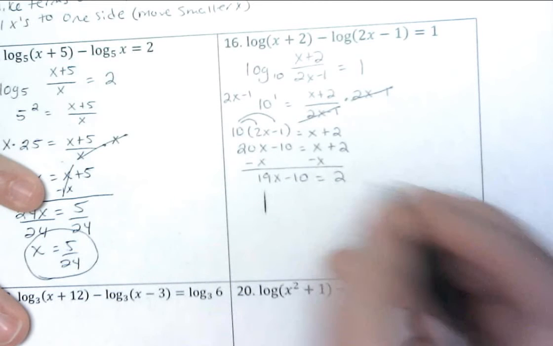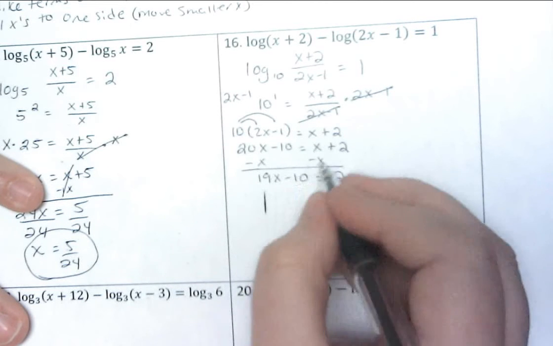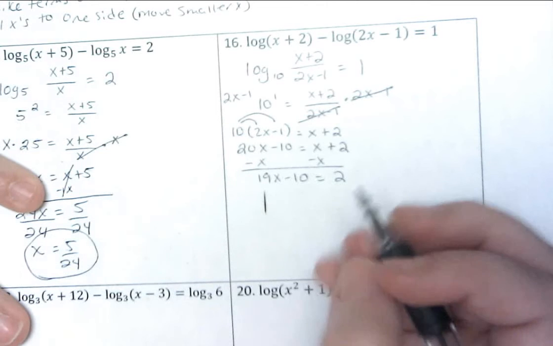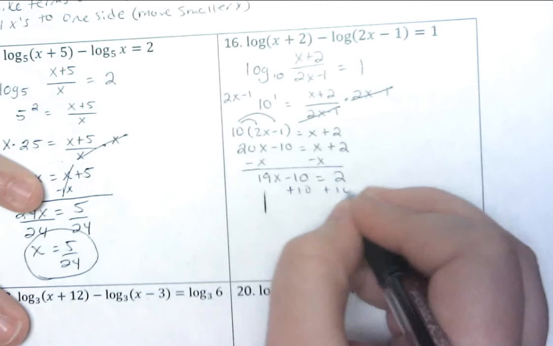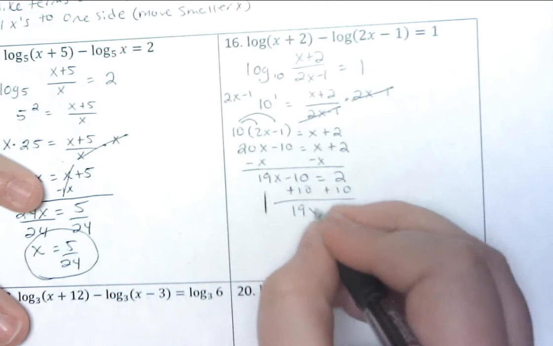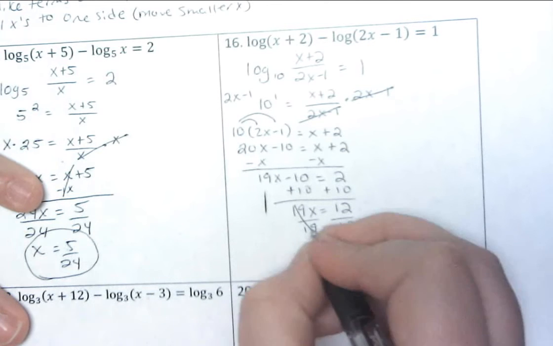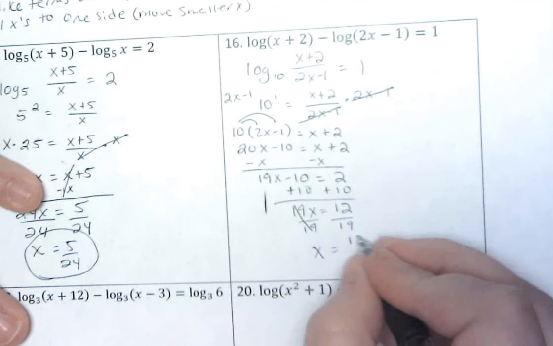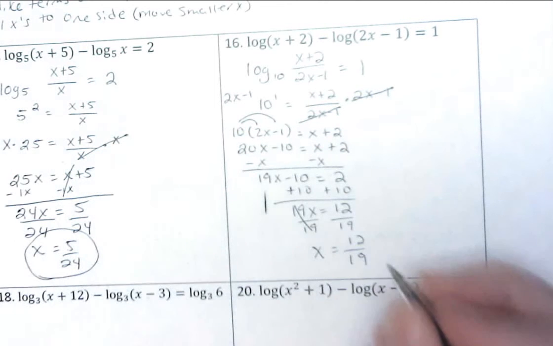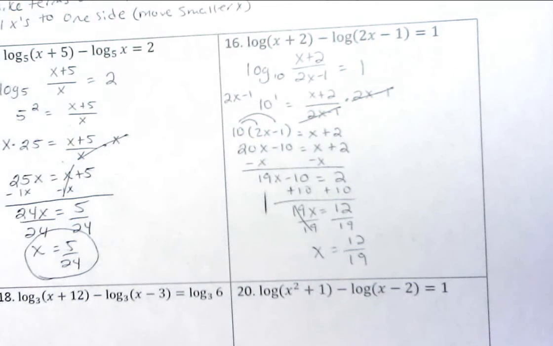The reason I moved that one is because it was the smaller of the two. Add 10 on both sides to get 19x equals 12. And then divide both sides by 19 to get x equals 12 over 19. So again, make sure that you keep checking your input and make sure that they keep giving you correct answers. So if we were to plug these in, then they would still work.